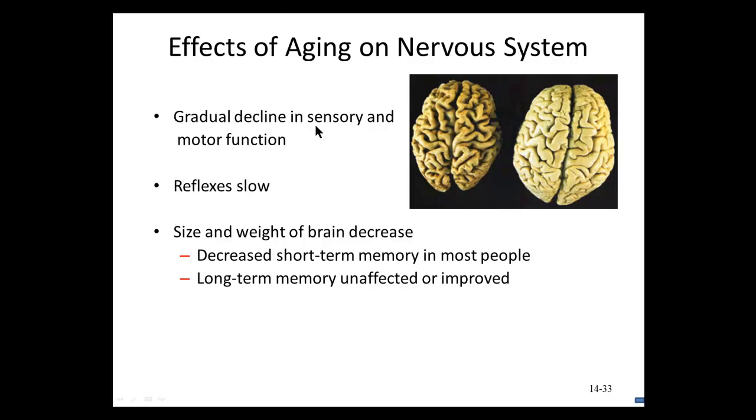Motor function, we know we're slower. The reactions are not as quick to the sensation of falling. So we have slower reflexes. It's easier to get burned. Elderly trip more easily just because this information highway to and from the central nervous system is slower. And the size and weight of the brain decrease. As a result, short-term memory decreases, but long-term memory is unaffected or improved.